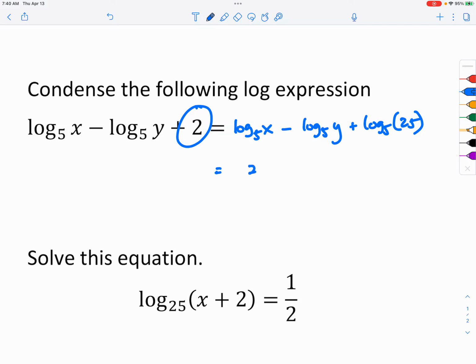So you have 25, don't forget the log. The log is still there. Log base 5 of 25x over y. Okay, so that's how you combine all these 3 terms together into a single log. Okay, so if there's not a log, you can go ahead and create it as long as they are equivalent in values.